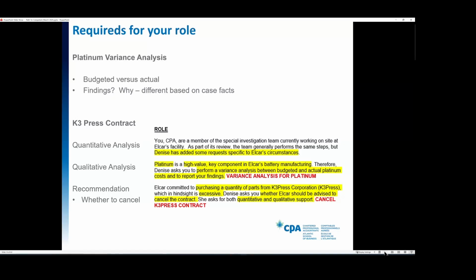The second required is for the K3 press contract. And they're asking us to perform both a quantitative and a qualitative analysis. And of course, we need to provide a recommendation whether to cancel that contract. So the best thing about using Word and creating your outline is that quantitative, qualitative analysis, recommendation structure, that discussion framework, I'm going to use it most likely for some other requirements. So I have the benefit of copying and pasting that wherever I need it.